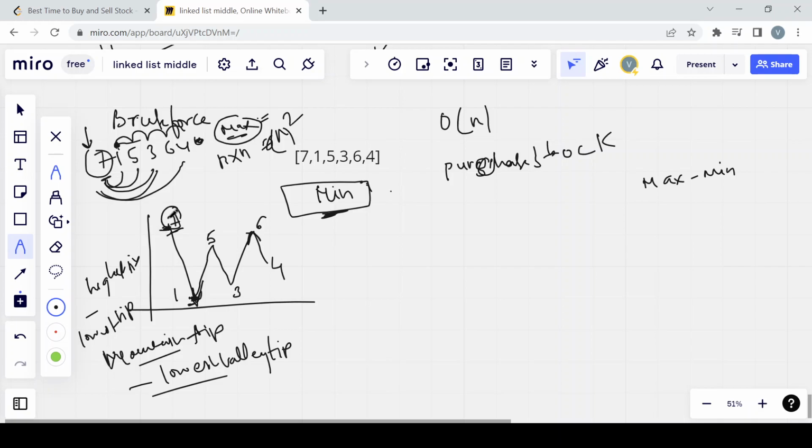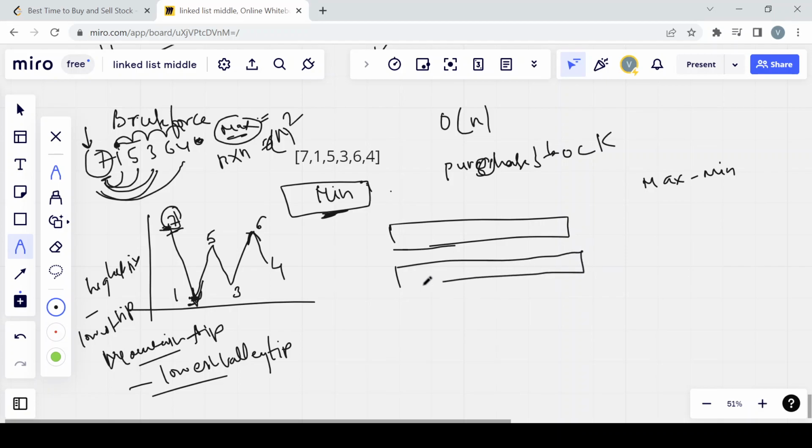Right? If we go the other way, like we first choose the max and then the min, we'll end up with an incorrect answer. So let's see how we can do this question. I'm taking 7 1 5 3 6 4. This is our min and this is our max. For each element we'll check min and max. So let's declare our min as int max.